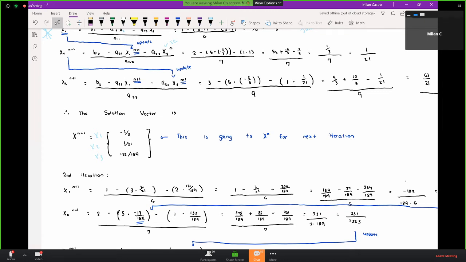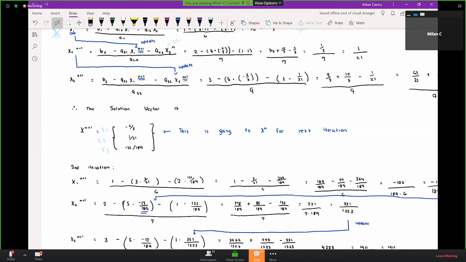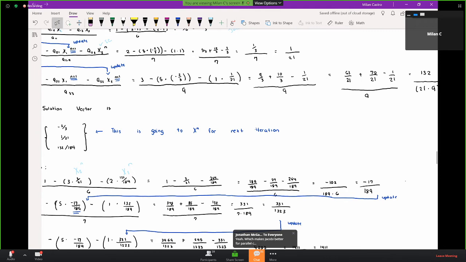So that's going to end up looking like 1 minus, it's the same formula as before, but we have 1 minus 3 times 1 over 21, because that's our new x2. And this is going to be our x3n, and we have negative 2 times 132 over 189, and you end up getting negative 17 over 189.